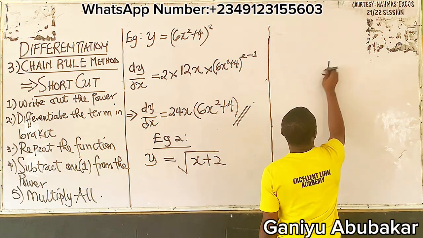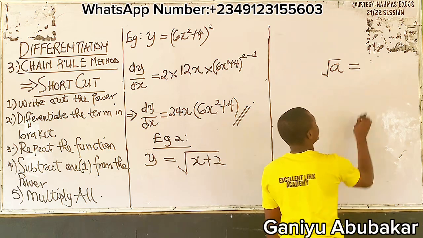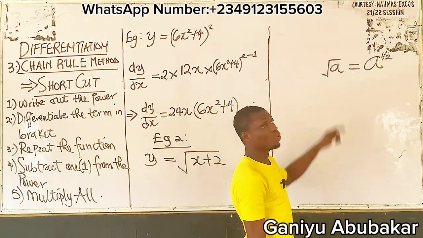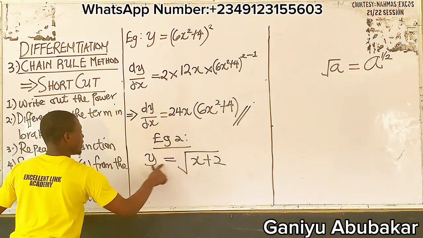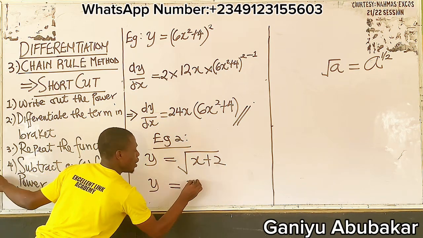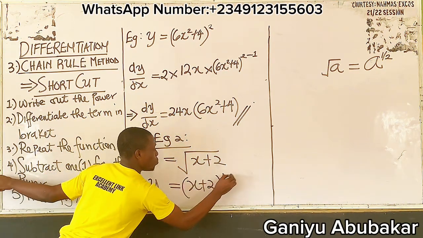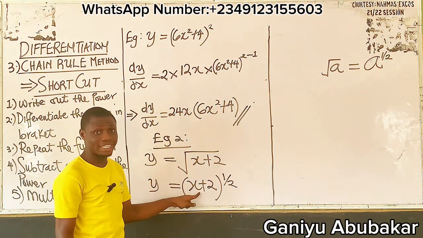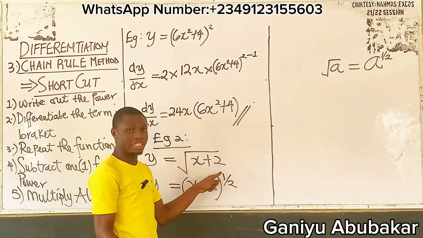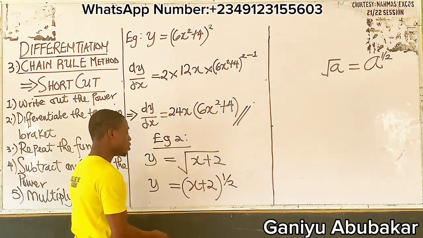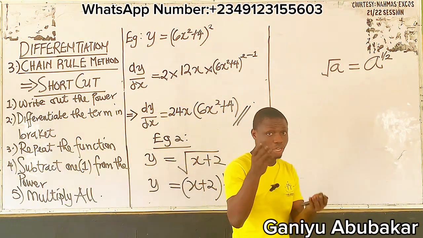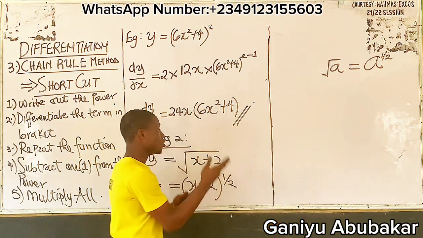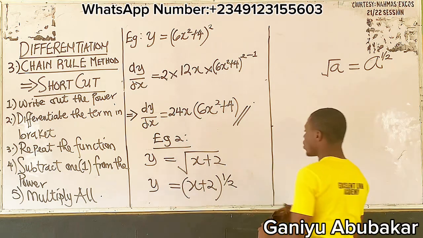If I have root a, this can be broken down as a raised to the power 1 over 2. This is your indices law, right? Similarly, I can break this as y is equal to (x plus 2) to the power half. This is now chain rule. Two things adding being raised to a particular power is now chain rule. I'll now go ahead to solve this using the chain rule shortcut, or if you want, you can try the normal procedure where you let u be something, then solve that way. So let's get this done.